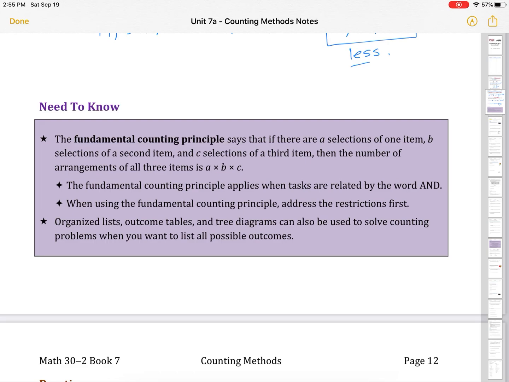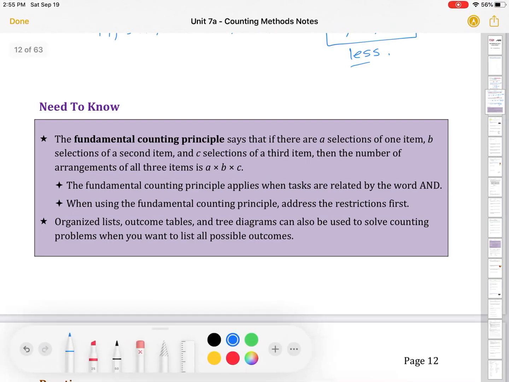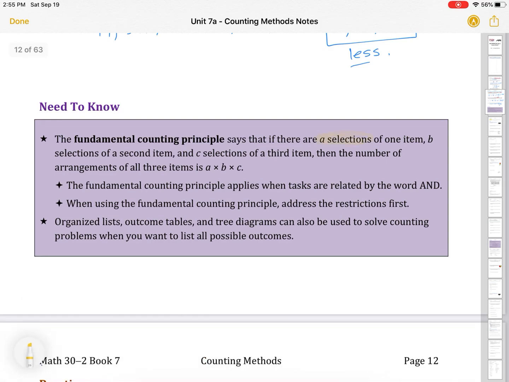Okay, so that's our introduction to the fundamental counting principle. Quick little lesson to kick us off. We're going to do probably a second lesson today that's a little shorter too. So the fundamental counting principle says that if there are A selections of one item, B selections of another item, and C selections of a third item, we can just multiply A times B times C. The hard part is figuring out how many choices there are in each step.